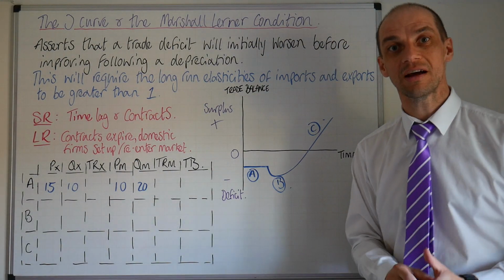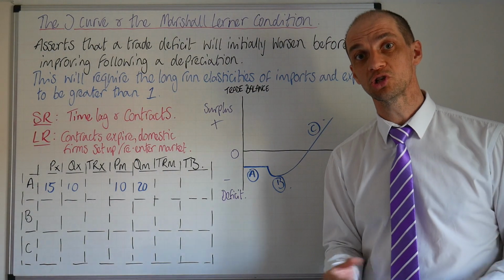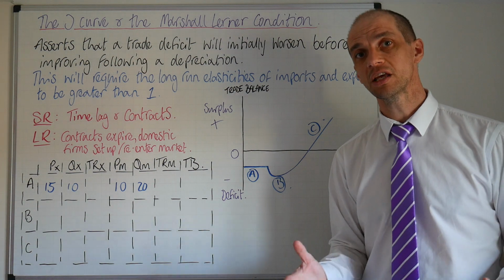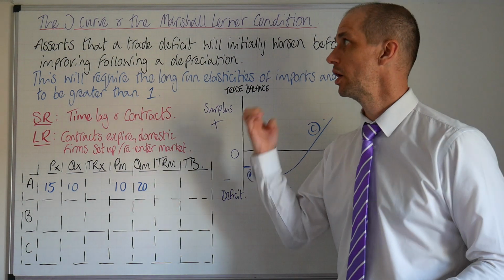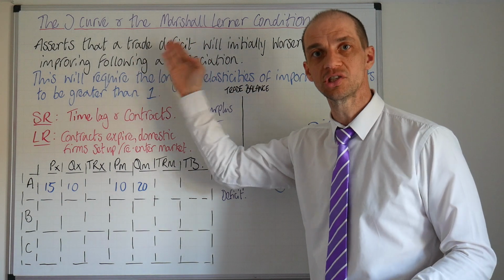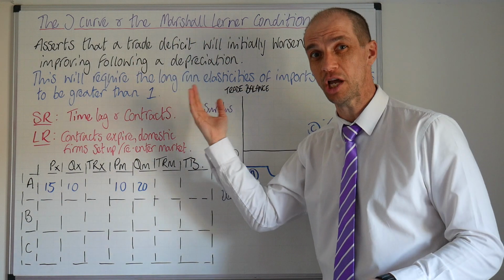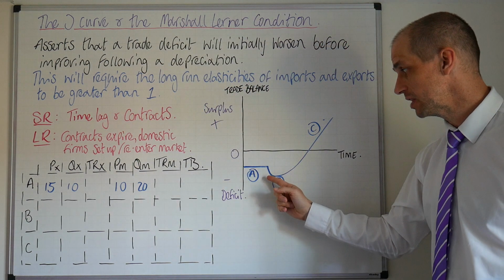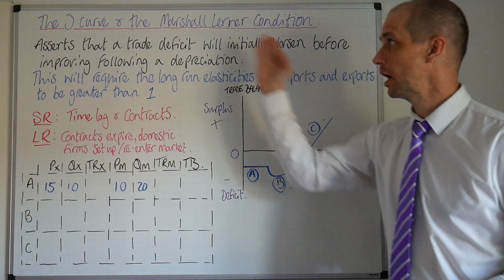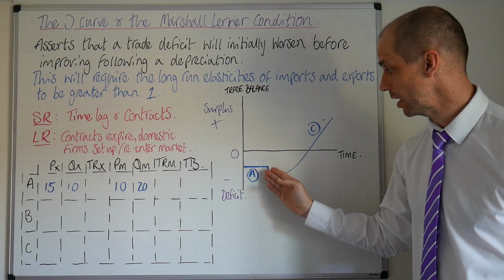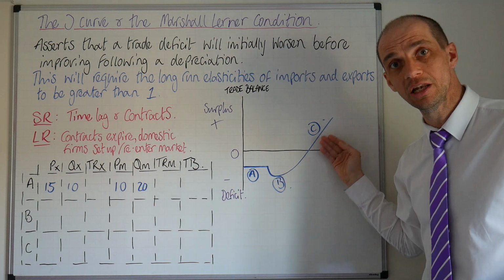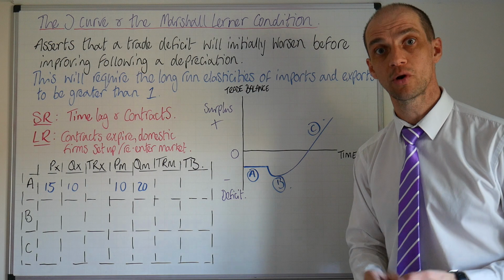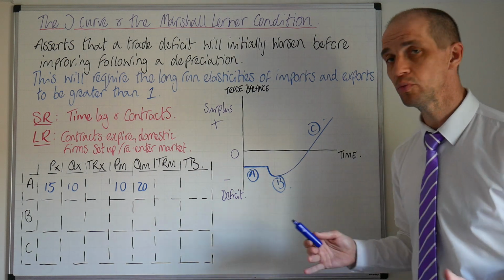Hi guys, so let's now take a look at the J-curve and the Marshall-Lerner condition. When it comes to the J-curve and the Marshall-Lerner condition, it really helps to understand that a currency depreciation is likely to actually cause a worsening in the actual trade balance, and you can see I've put the definition out here, before actually leading to an improvement in the overall trade balance. Now, why would that be the case?